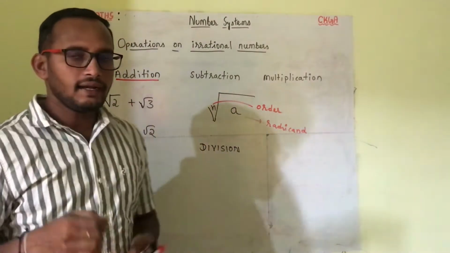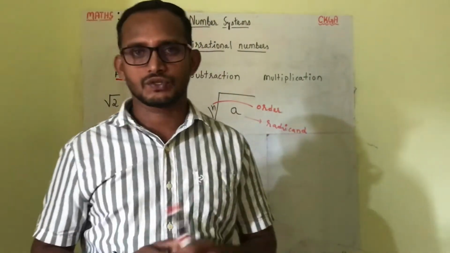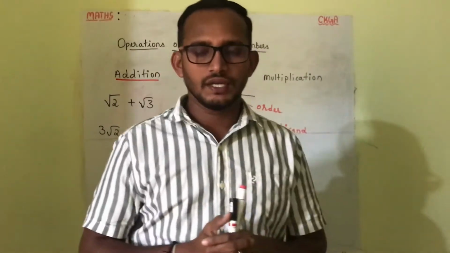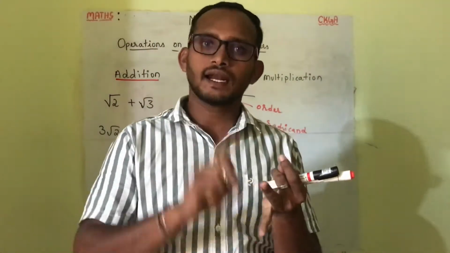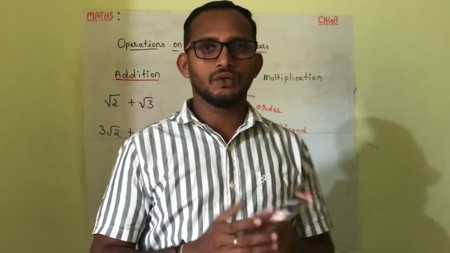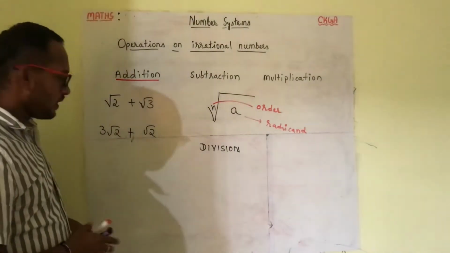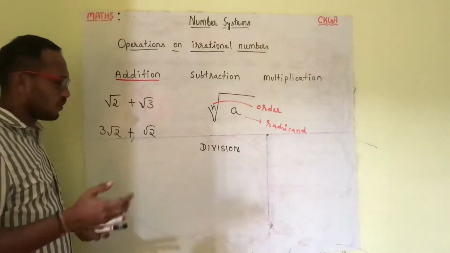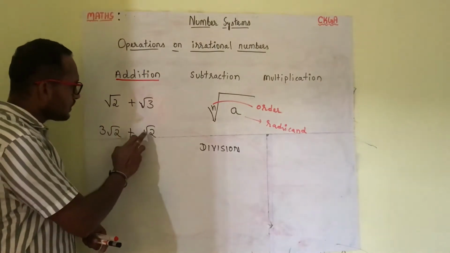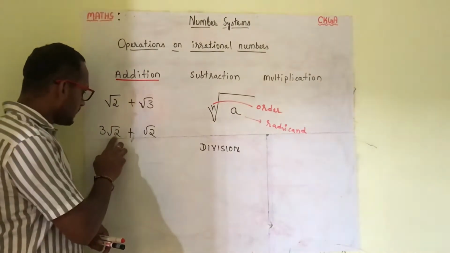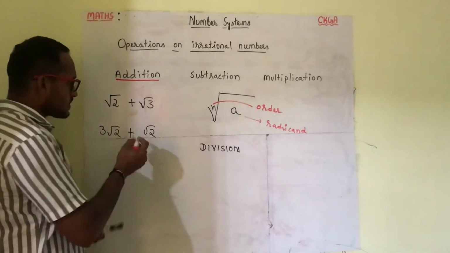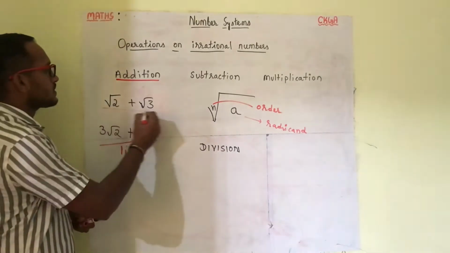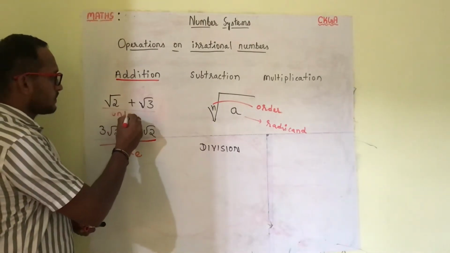Now I'll define what like irrational numbers are. If you are telling that some irrational numbers are like irrational numbers, then their orders and radicands should be same. Just see the second example. Don't think about the coefficient; the number coefficient doesn't matter. Here the order is 2, here also the order is 2, the radicand is 2 and it's 2, so you can call these like irrational numbers. The others are unlike irrational numbers.